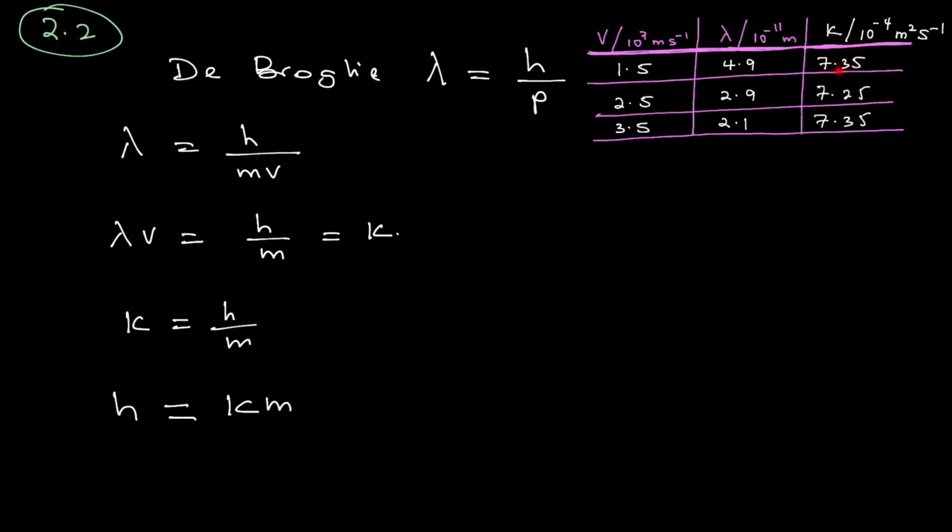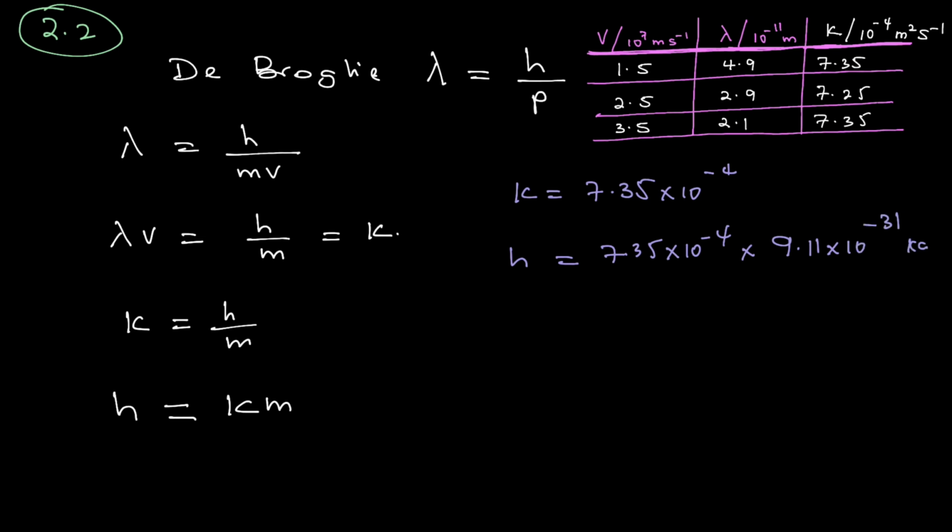So here is the value of our k value. And so if I take that and multiply by the mass of electron, I can find the value of Planck constant. So let's do it for both of these values. So for k equals 7.35 times 10 to power minus 4, then h will be 7.35 times 10 to power minus 4 times the mass of electron, which is 9.11 times 10 to power minus 31 kilogram. And that value will give 6.69 times 10 to power minus 34 joules seconds. So that's the Planck constant value.